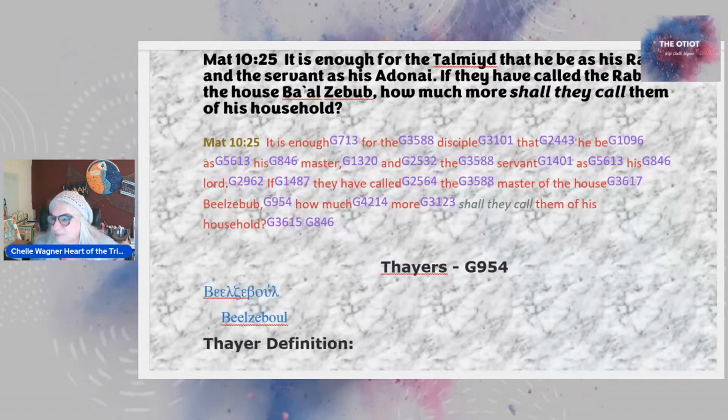Okay. All right. So we were looking, and mercy poured forth. We were reading this verse that says, "It is enough for the talmid that he be as his rabbi, and the servant as his Adonai. If they have called the rabbi of the house Baal Zebub, how much more shall they call them of his household?" So I wanted to put it in here so that we can see where we are going with this word and how we are going to figure this out.